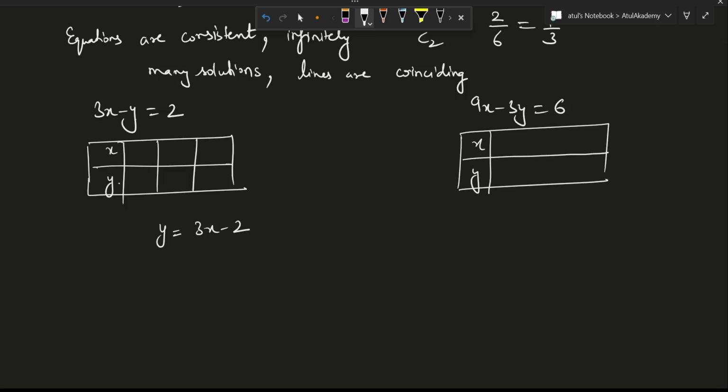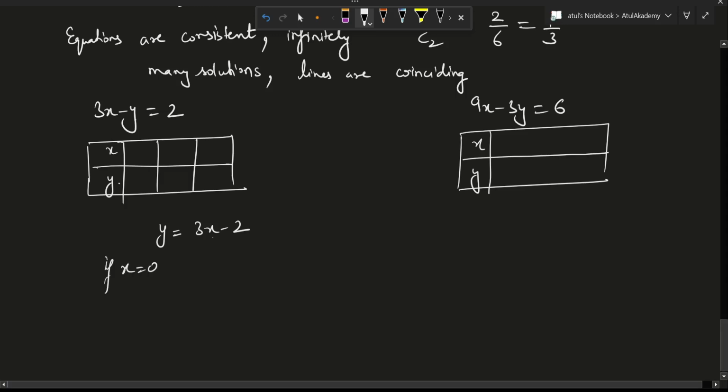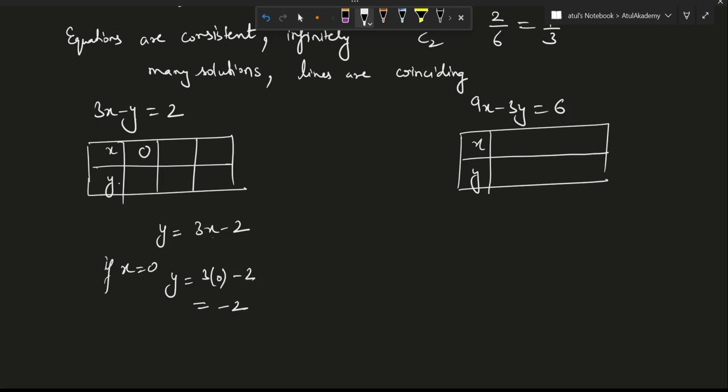If you put x as 0, what will be y? y will be 3 into 0 minus 2, which is 0 minus 2, minus 2. You can do this calculation in your mind. There is no need to do it in fair work. So x is 0, y is minus 2. But to practice, first do it like that, because initially you will face problems doing that.